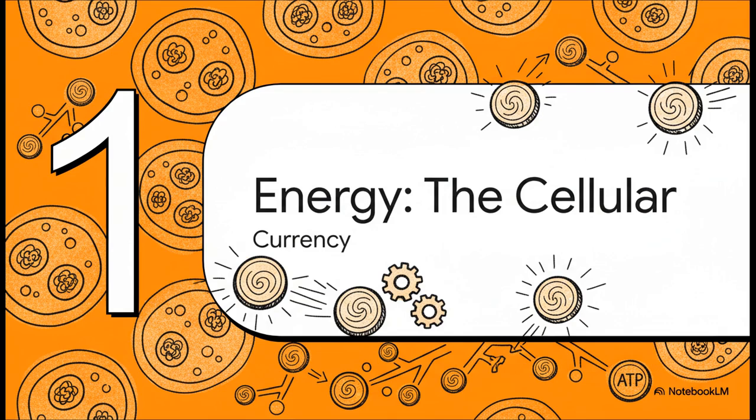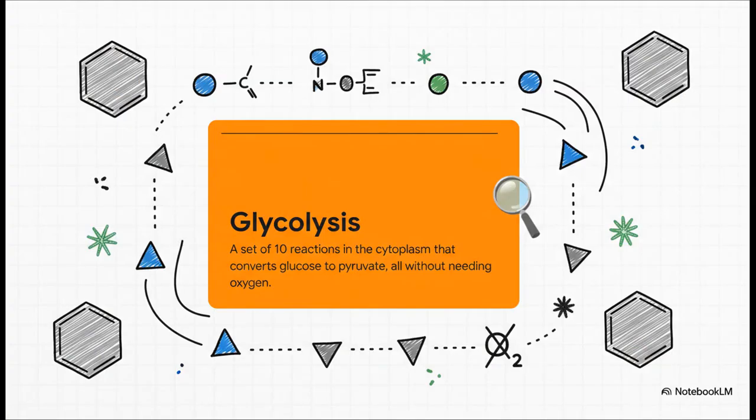Okay, so before we dive into all the nitty-gritty details, let's set the stage. We need to get what our cells are actually trying to do here. You can think of it like this. Just like our economy runs on money, your cells need a kind of, well, an energy currency, something they can spend to get stuff done. And that brings us to our star player, glycolysis.